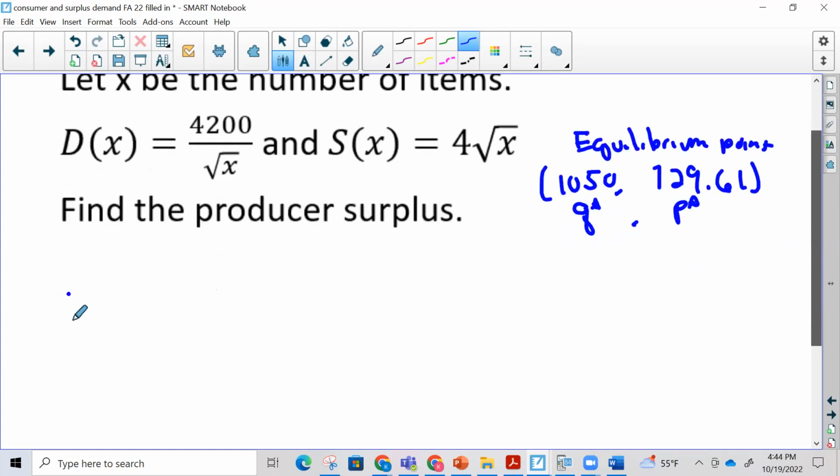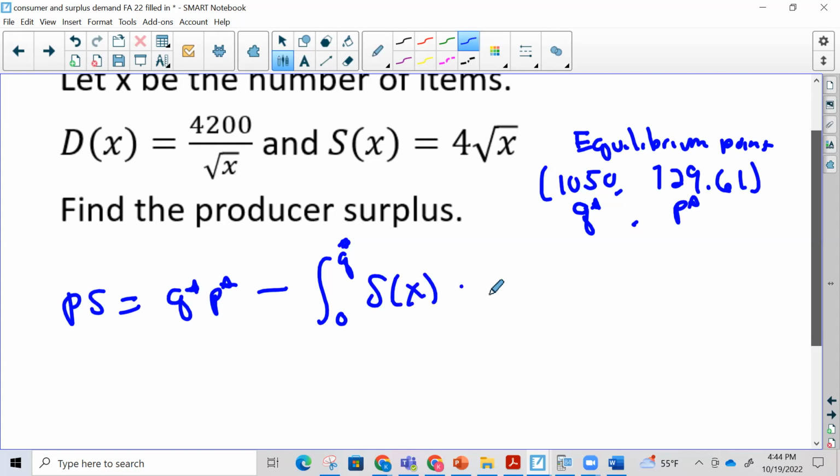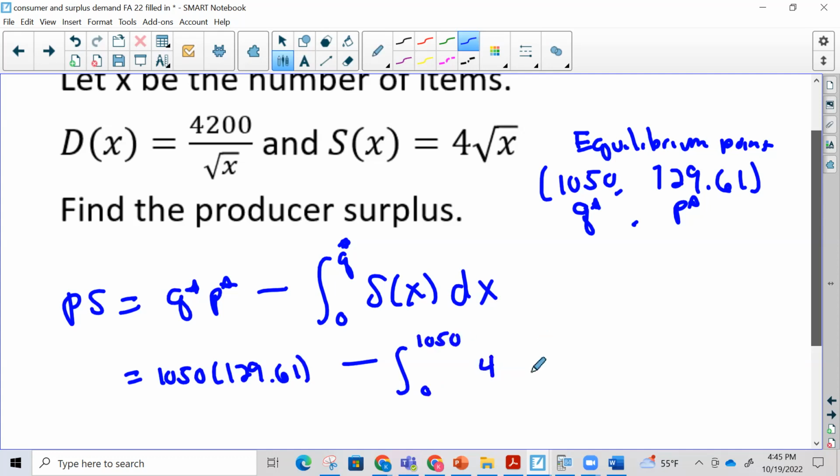Okay. For producer surplus, we use that formula, which is Q star P star minus the integral from 0 to Q star of our S of x, our supply curve. So producer surplus, we always take for the supply curve. So then we do 1050 times 129.61 minus the integral from 0 to 1050 of 4 the square root of x dx.